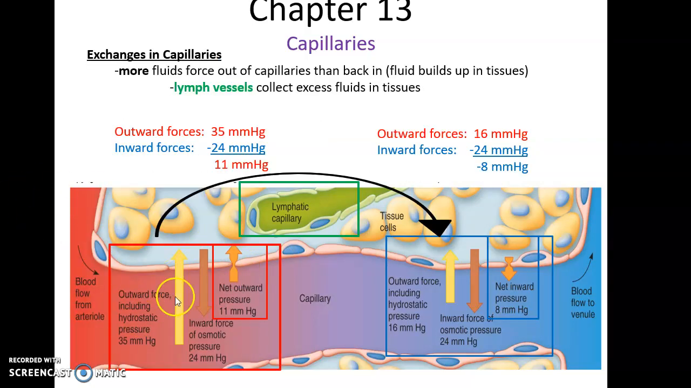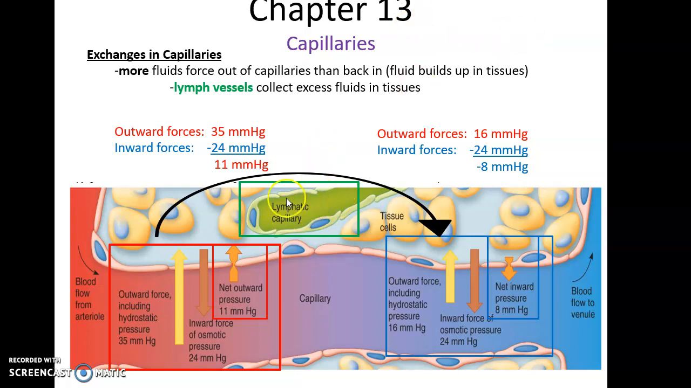So we have forces at the beginning of the blood capillaries, net movement sending things out of the blood capillaries, and then forces at the ends of the capillaries with a net movement of sending things back into the blood capillaries. However, they are not equal in amounts, as you can see. And this means that more fluid leaves capillaries than returns. And this slowly causes a buildup of fluids in the tissues of the body. And this could cause major problems.